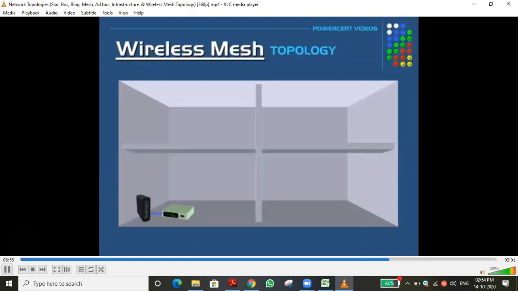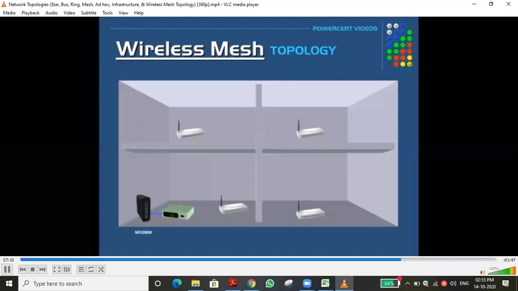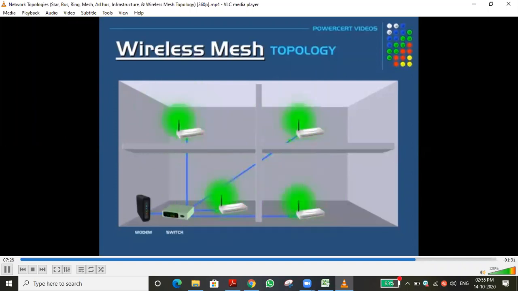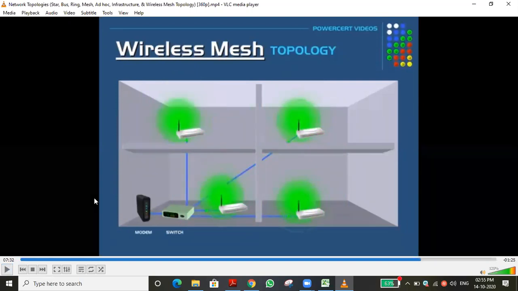So for example, let's say you wanted to deploy multiple wireless access points all throughout a building so that wireless devices that are in different areas are able to access the internet. So normally you would have a modem that brings in the internet to the building. And then you would also have a switch that's connected to the modem. And then you would connect each wireless access point with a cable to the switch. So by doing it this way, this requires extra cabling and it would also require extra time running the cables through the building.